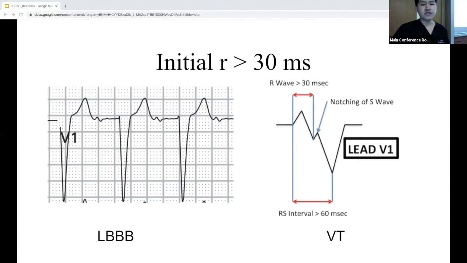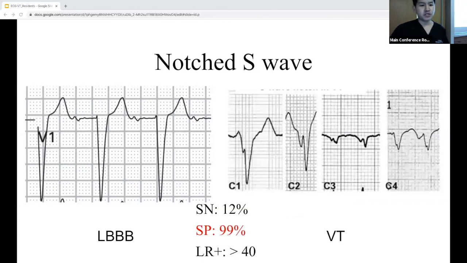So onto a VTAC with left bundle branch morphology. Typically, instead, in a VT with a left bundle branch morphology, you have a wide R wave instead of a small S wave. This R wave can be greater than 30 milliseconds. You may also see some notching of the S wave. That's very specific for VTAC, but not very sensitive. Here you can also appreciate the R to S nadir interval greater than 70 milliseconds I mentioned before.